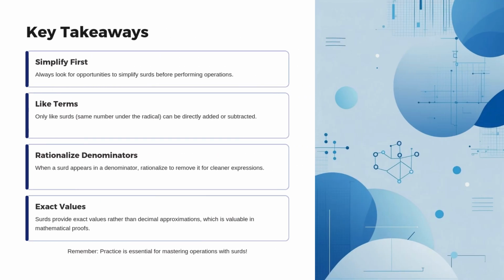Key takeaways. Simplify first. Always look for opportunities to simplify surds before performing operations. Like terms. Only like surds, same number under the radical, can be directly added or subtracted. Rationalize denominators. When a surd appears in a denominator, rationalize to remove it for cleaner expressions. Exact values. Surds provide exact values rather than decimal approximations, which is valuable in mathematical proofs. Remember, practice is essential for mastering operations with surds.